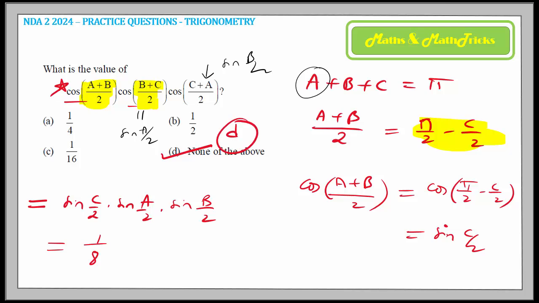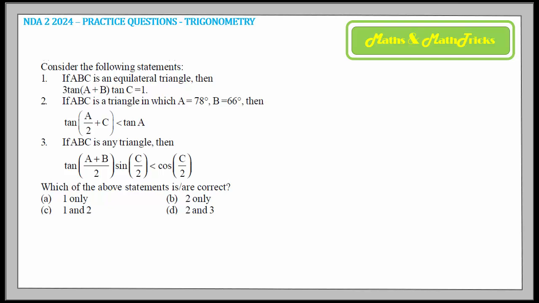Now let's quickly come to the next question. Here is the question where you are asked to consider these statements, and there are three of them. In the first statement you have to consider ABC is an equilateral triangle, where each angle measures 60 degrees.